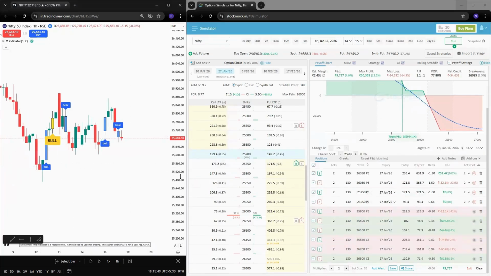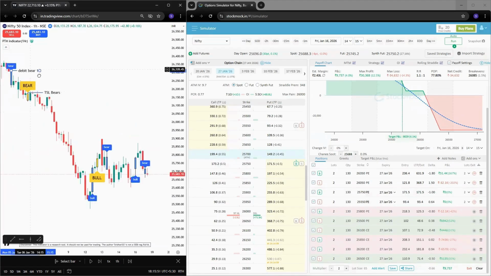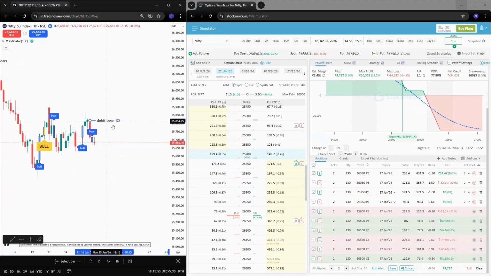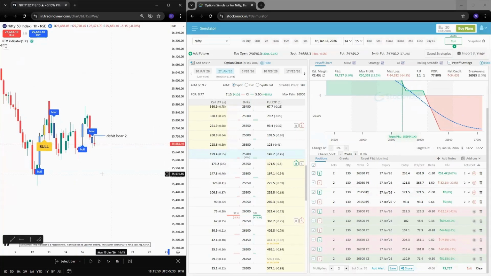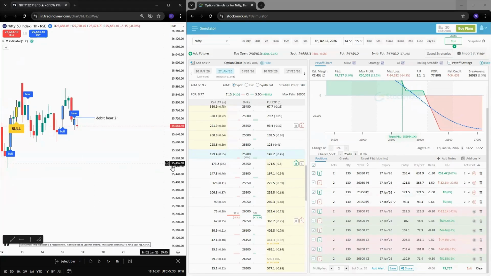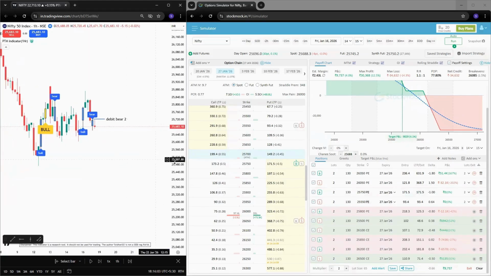Just immediately I have to make notes. I'll just copy paste here. Make note of what I have. Second debit spread active. Done. Debit spread 2 is active now. All right. So let's move on. Let's go forward and see what happens.